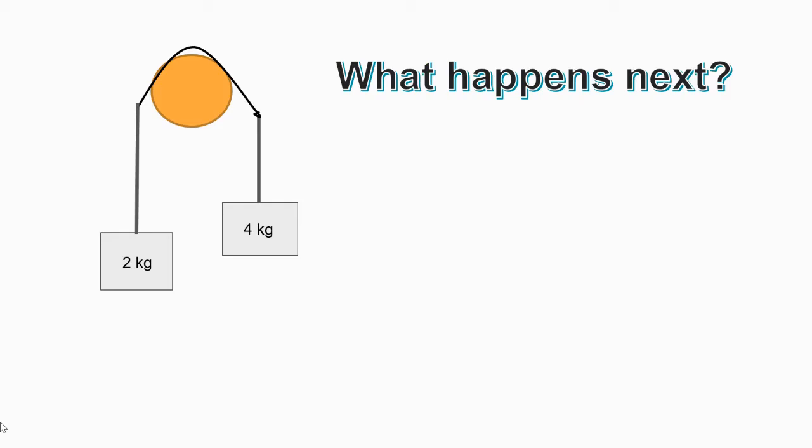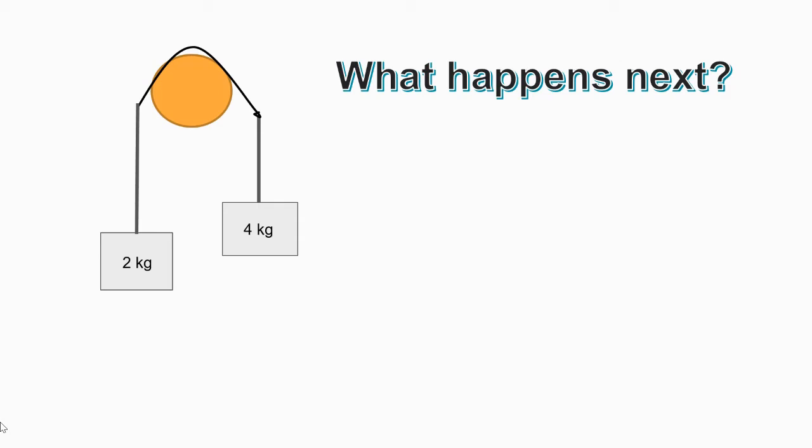So if you've played with a pulley before, you know that the side that gets the most force is going to go down and the other side is going to go up. So here, for instance, in this picture, we have a pulley that has a 2 kilogram box on one side and a 4 kilogram box on the right side, right? So common sense would say that the box on the right side is going to go down and the box on the left side is going to go up.